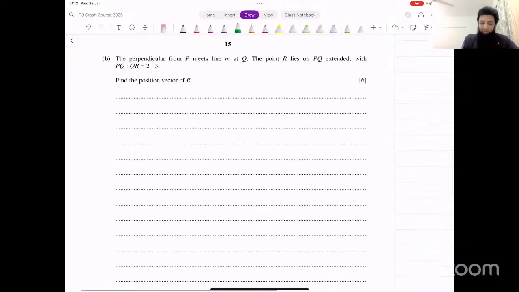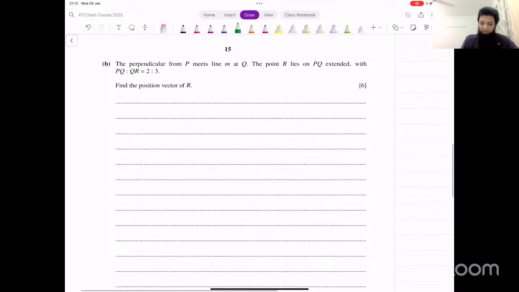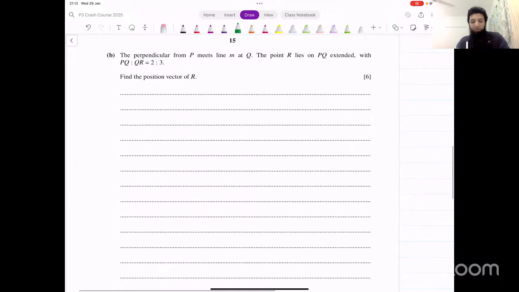Now it says the perpendicular from P, that's the last part now. The perpendicular from P meets line M at Q. The point R lies on PQ extended with the ratio PQ to QR being 2:3. Find the position vector of R.